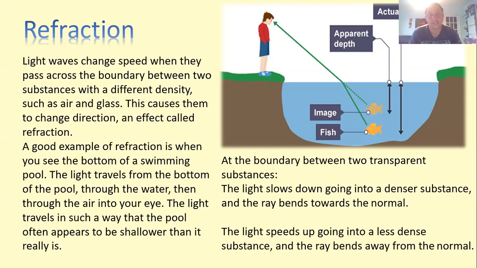Now, as light hits the water, which is denser than air, it slows down, and the ray bends in towards the normal. If you remember, that is 90 degrees from the surface of the changing substance. As it exits the more dense substance, it then bends away from the normal, returning to its original direction of travel.